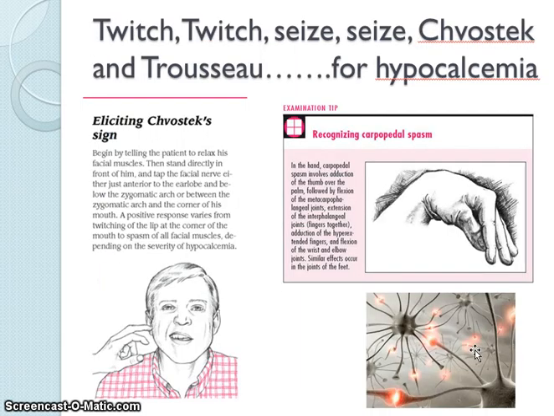Chvostek's sign, I think CH, cheek. This is where if we tap right beside their earlobe on the side of their jaw, it will elicit a twitch, and the side of their mouth will twitch towards the side you're tapping. They can also get Trousseau's.